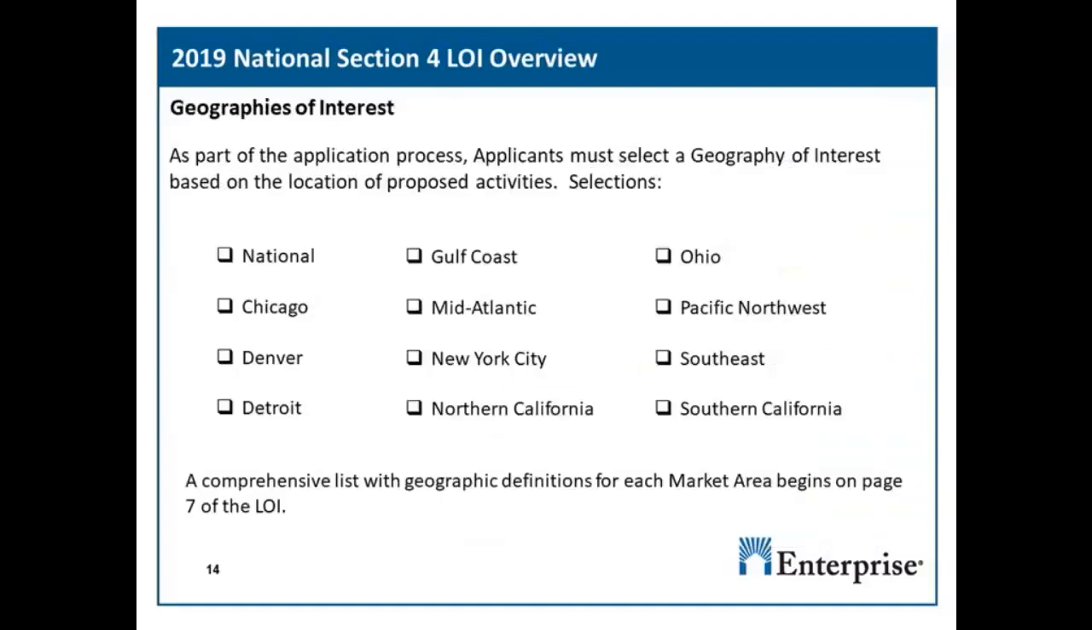On this slide, here's a list of all of the geographies of interest. Some may have specific counties or boundaries, so find the attachment for that geography, which will define the boundaries, and that'll help you decide which one. So if you'll note, the first one is national, and you may be wondering, what does that mean?